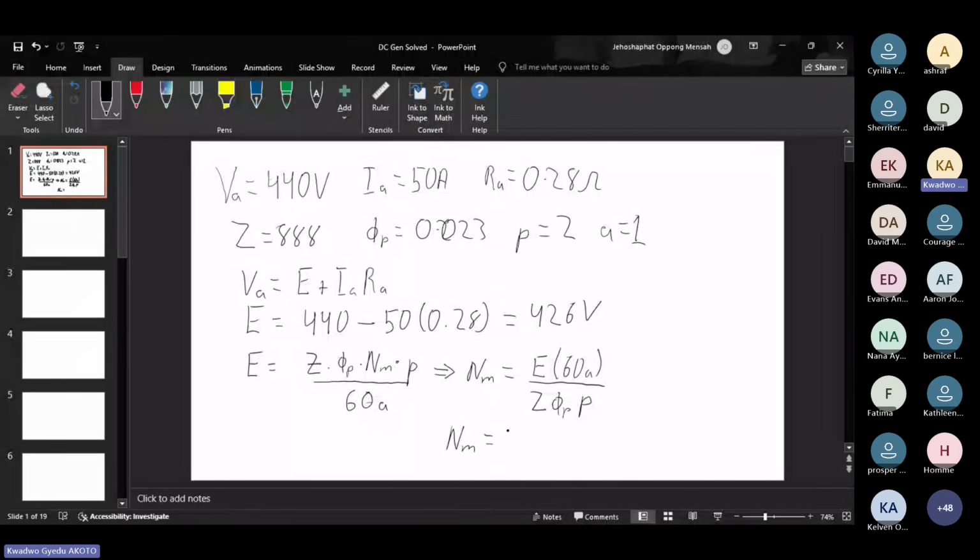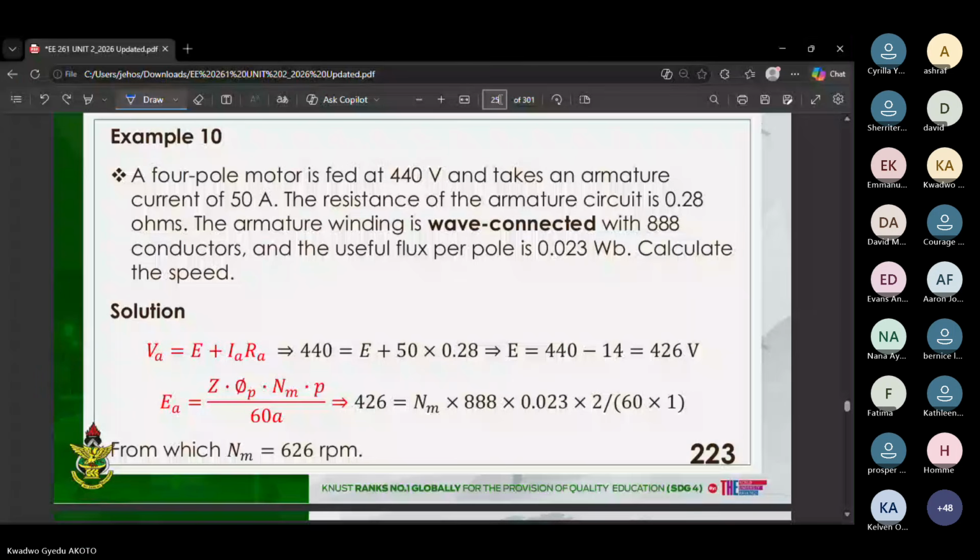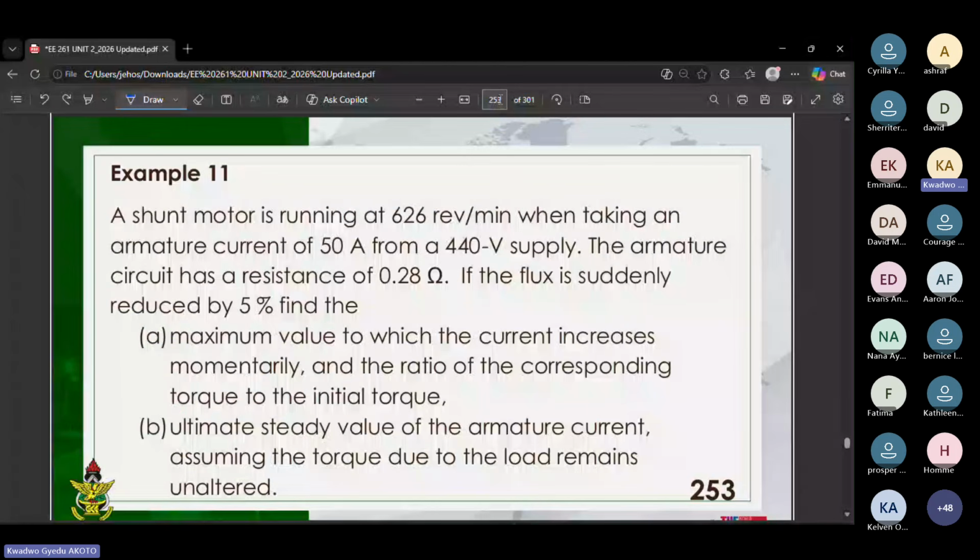All right, so we can continue with the example at slide 252. This one says a shunt motor is running at 626 revs per minute when taking an armature current of 50 amps from a 440 supply, the armature circuit has a resistance of 0.28. If the flux is suddenly reduced by 5%, find A, the maximum value to which the current increases momentarily and the ratio of the corresponding torque to the initial torque.